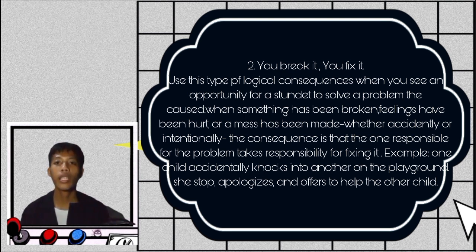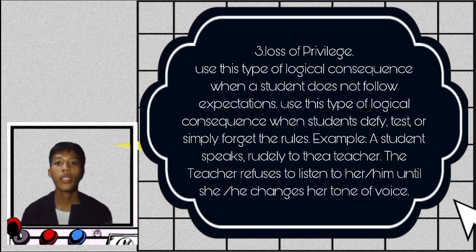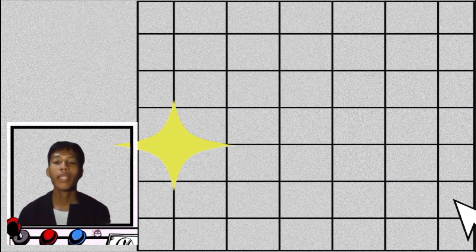Example, one child accidentally knocks into another on the playground. The child apologizes to the other child. Number three is the loss of privilege. Use this type of logical consequences when a student does not follow expectations, defies, tests, or simply forgets the rule. Example, a student speaks rudely to the teacher, so the teacher refuses to listen to her or him until she or he changes her tone of voice. So that's all for my topic.